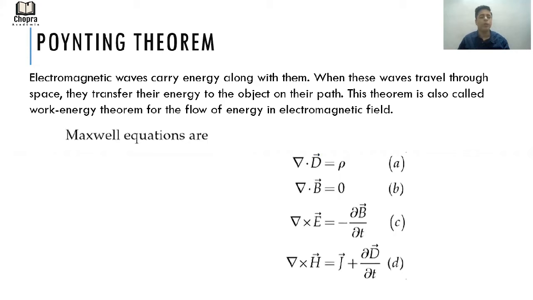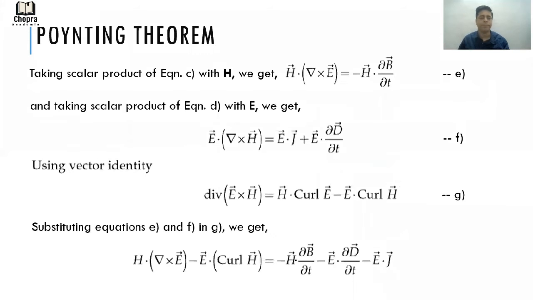So we already know what are the Maxwell's equations. Div D is equal to rho, div B is equal to 0, curl E is equal to minus dou B by dou T, curl H is equal to J plus dou D by dou T. So I have named them as equations A to D.